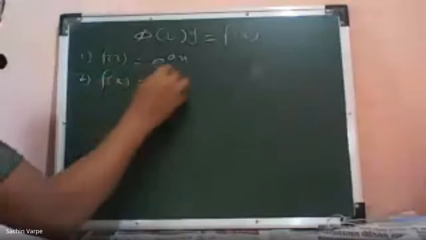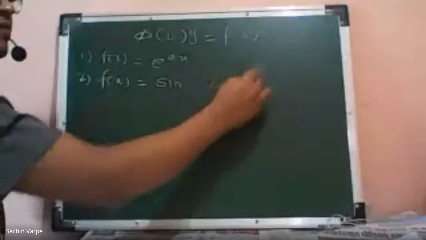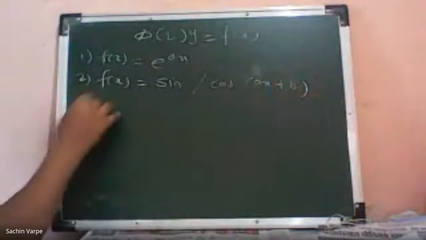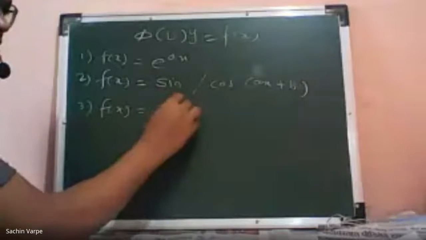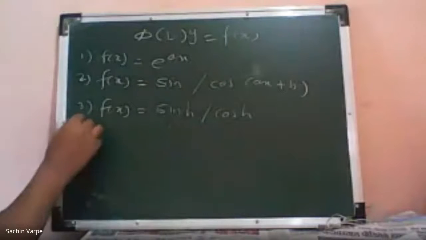Second subcase, when f of x is sine or cos of ax plus b, then we have a shortcut. Third case is when f of x is a hyperbolic function like sine hyperbolic or cos hyperbolic, then we have a shortcut.